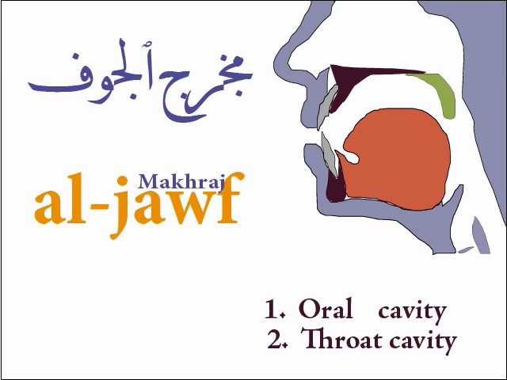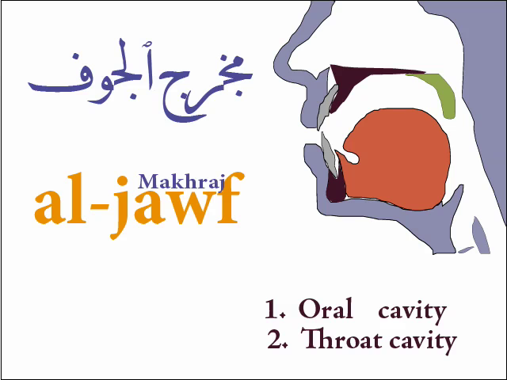The next is makhraj al-lisan, which is the tongue and whatever is inside the mouth, representing the movement of the tongue around the teeth, the roof of the mouth, touching the teeth and so on. The next one is the lips, and the last makhraj is the nasal cavity, called makhraj al-khayshum, or the nostrils, where the ghunna comes from.